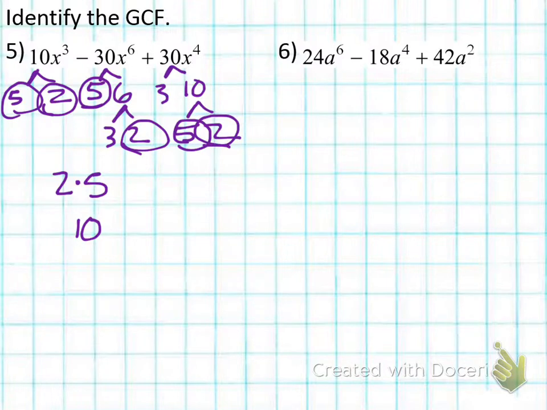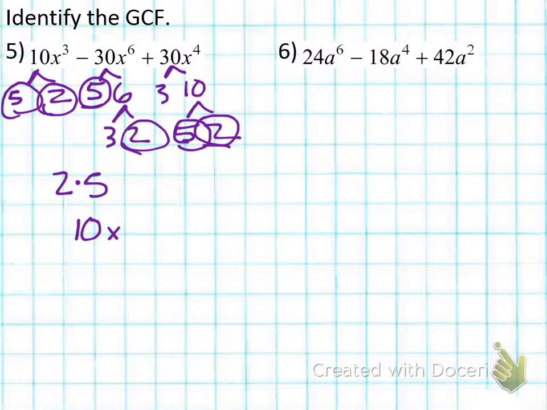Looking at the numbers, you can see that easily, right? 10 times 3 is 30, and 10 times 1 is 10. So there's definitely a 10 within each of those terms. Now, looking at the variable, I know I'm going to have x because they all have an x.